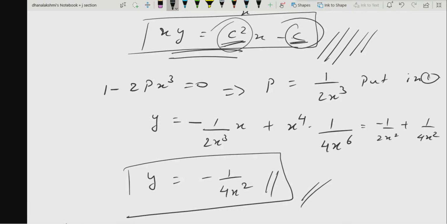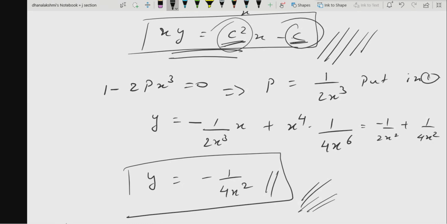Tell me, can you find any C value, which is a constant, that on substituting in equation 1 gives y is equal to minus 1 by 4x square? Can you get it by taking any C value there? You can't. That means this is a singular solution. A singular solution means a solution which cannot be obtained from the general solution by giving any values to that constant C. So this is also a solution, but it is a singular solution.